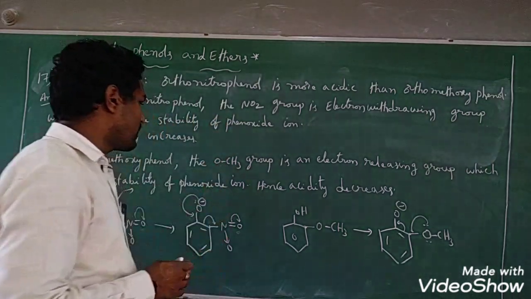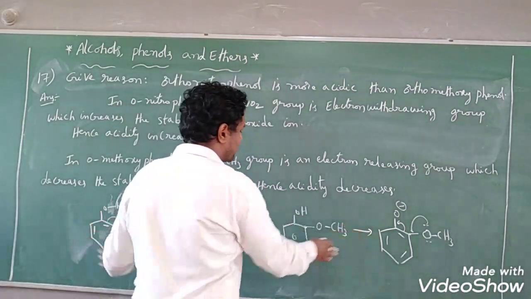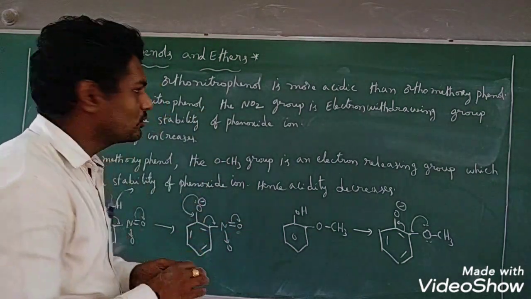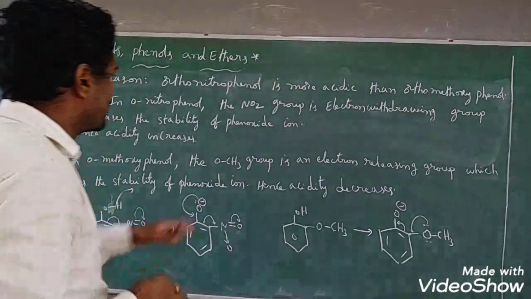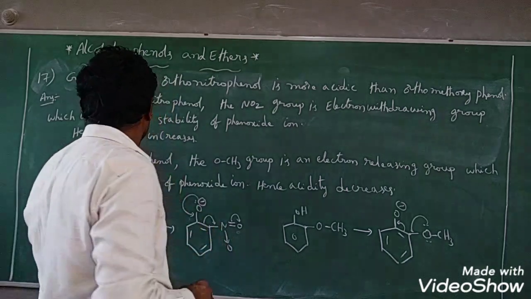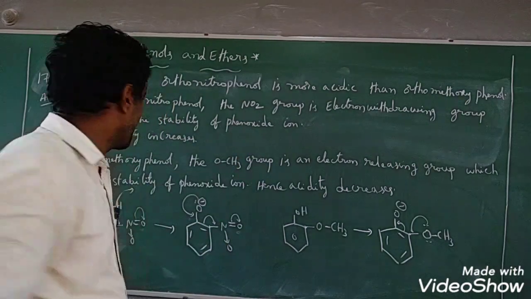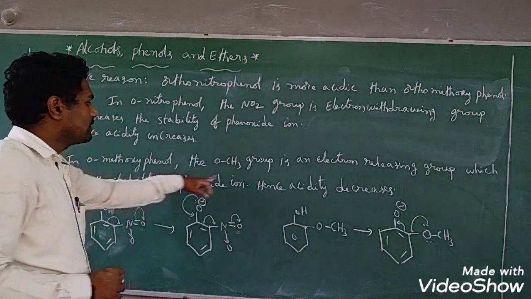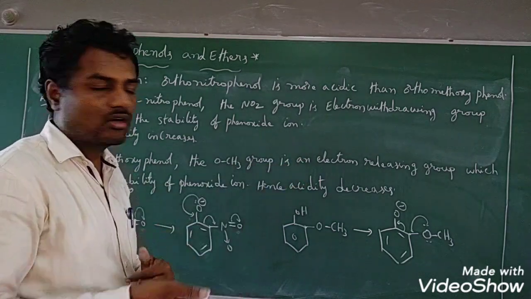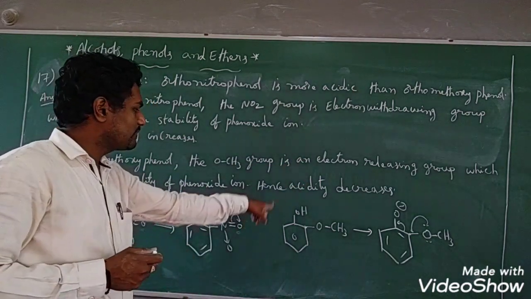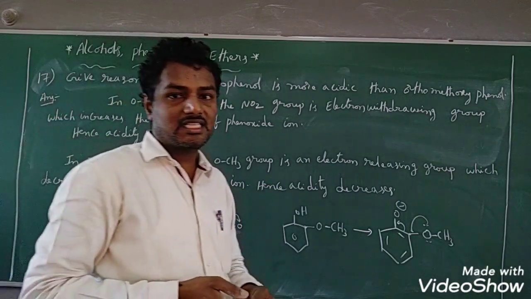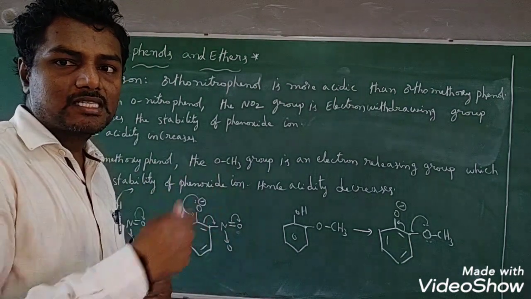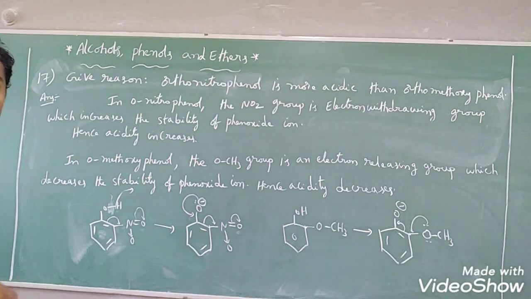That is the reason I have written already here. You need not draw the structure; I explained it just for understanding. You have to write only these two points, very easy. In orthonitrophenol, the NO2 group is an electron withdrawing group, which increases the stability of the phenoxide ion. Hence acidity increases. Similarly, in orthomethoxyphenol, the OCH3 group is an electron releasing, electron donating group, which decreases the stability of the phenoxide ion. Hence acidity decreases, students. So that is the comparison between the presence of an electron donating group and an electron withdrawing group. Okay, copy this one.